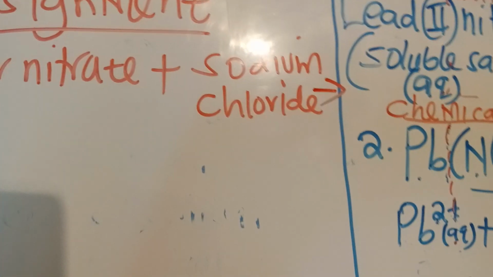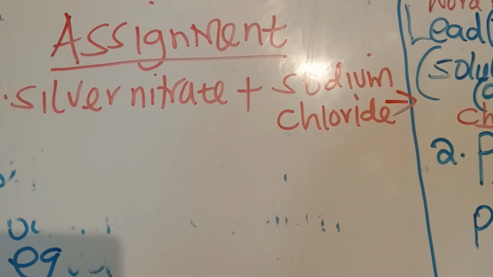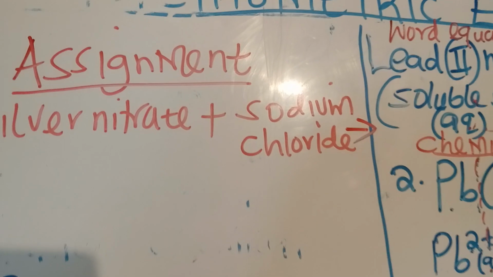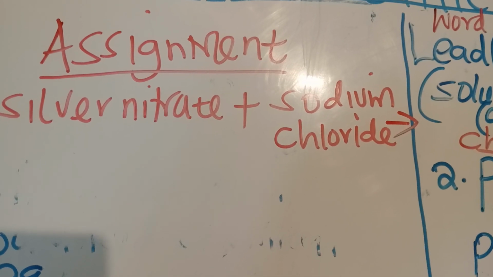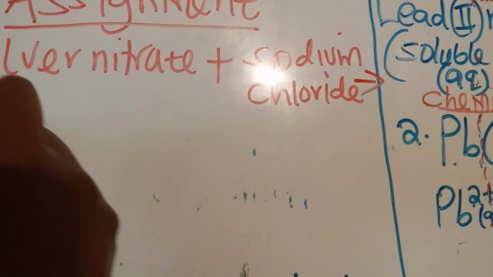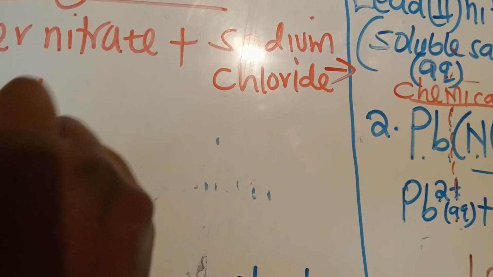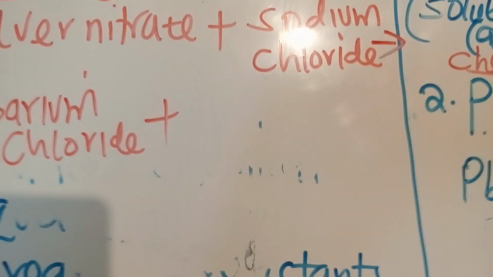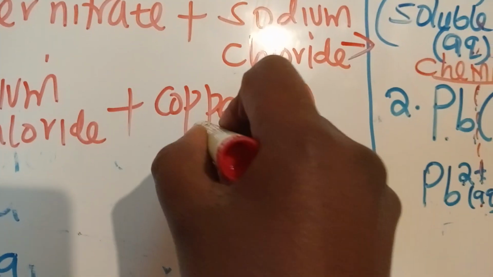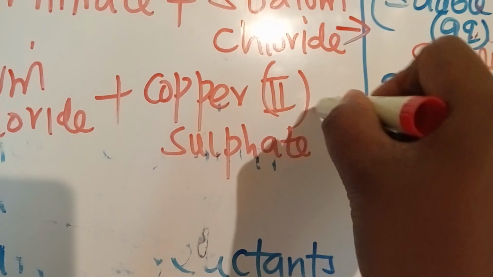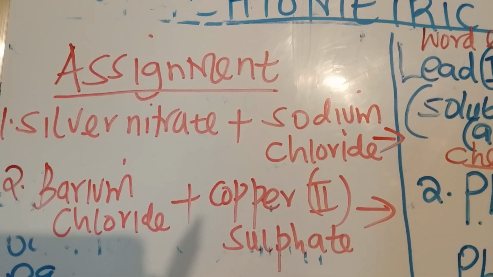So you complete the word equation, write the chemical equation, have the charges, identify the spectator ions. You can also try this one where we have barium chloride. So assignment 2, where we have barium chloride combining with copper 2 sulfate. So again you complete the equation. Those are the two parts of the assignment.